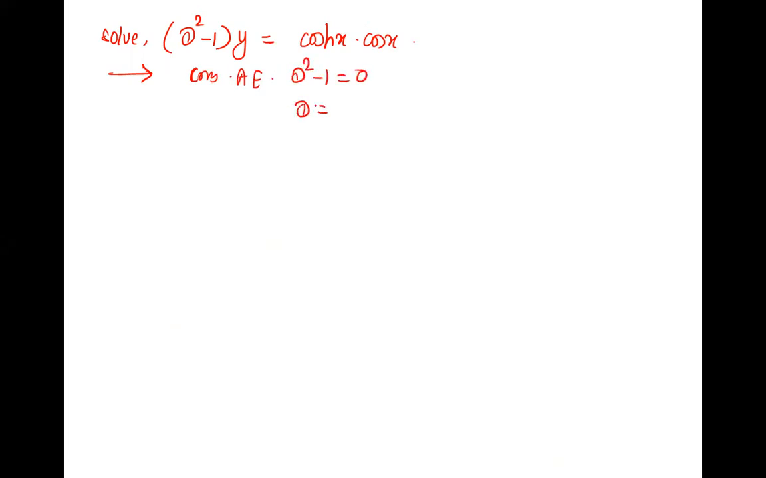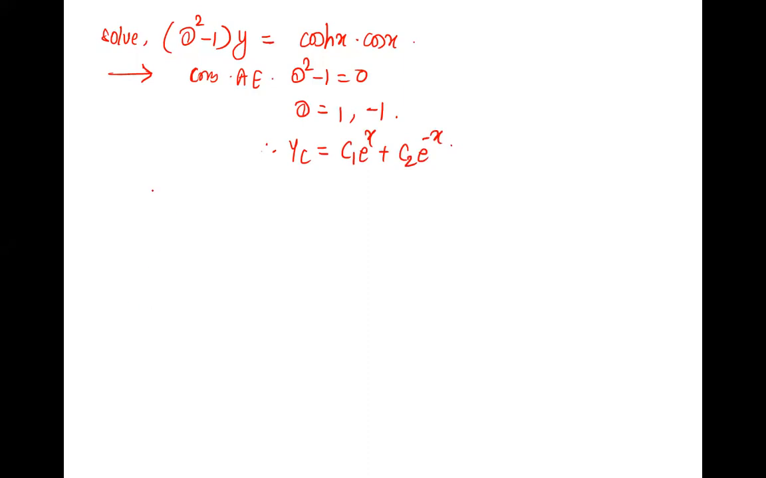Solve (D square minus 1) y equals cos hyperbolic x into cos x. First we need yc. So we consider the auxiliary equation equal to 0 and find D: 1 and minus 1, that is plus minus 1. Therefore yc is C1 e raised to x plus C2 e raised to minus x.